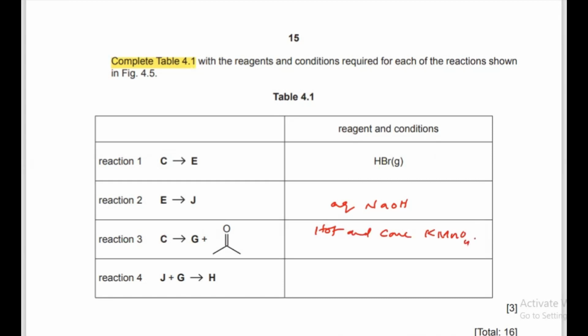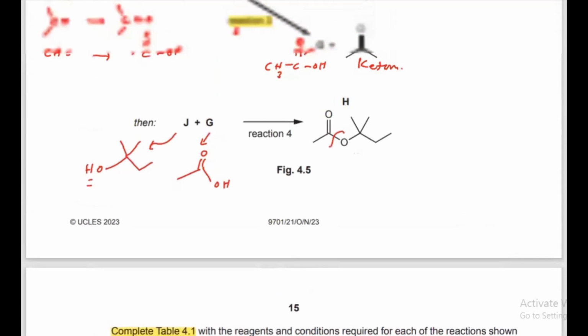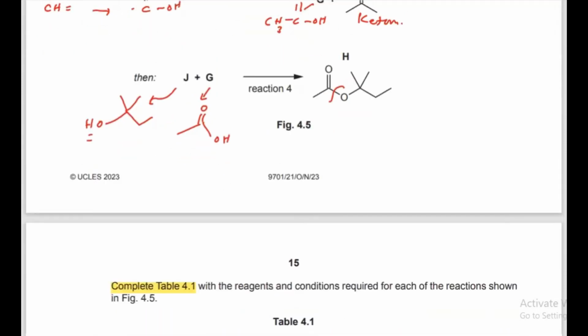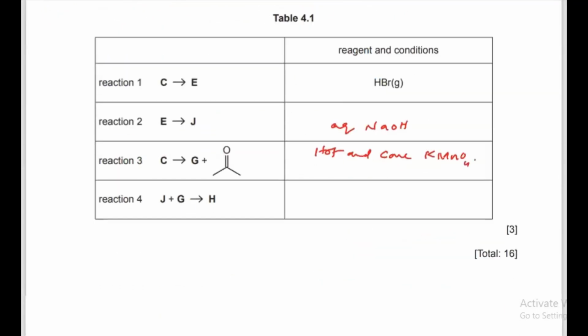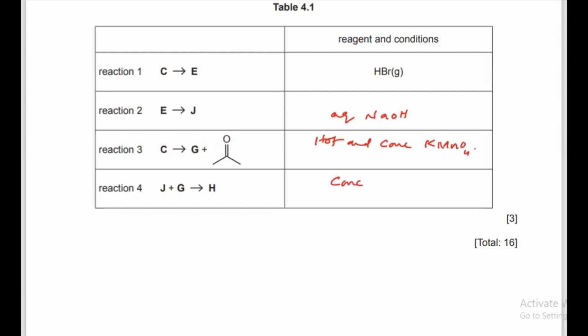G plus J to H. Now J plus G is esterification, and esterification is done in the presence of concentrated sulfuric acid. Okay, I think this was the last question.